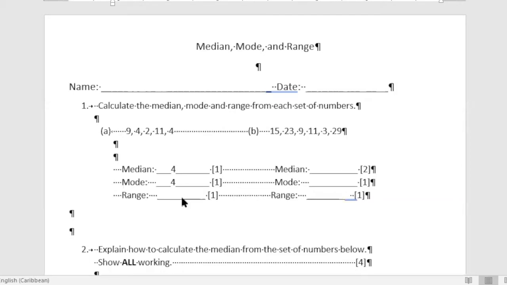Okay, let's move on to question B. We have 15, 23, 9, 11, 3, and 29. What is the median? As you can see, the median is worth 2 points in this activity. Therefore, you must show how you got your median. I know the median is 13, but how did you get 13? What did you do to calculate that the median equals 13?